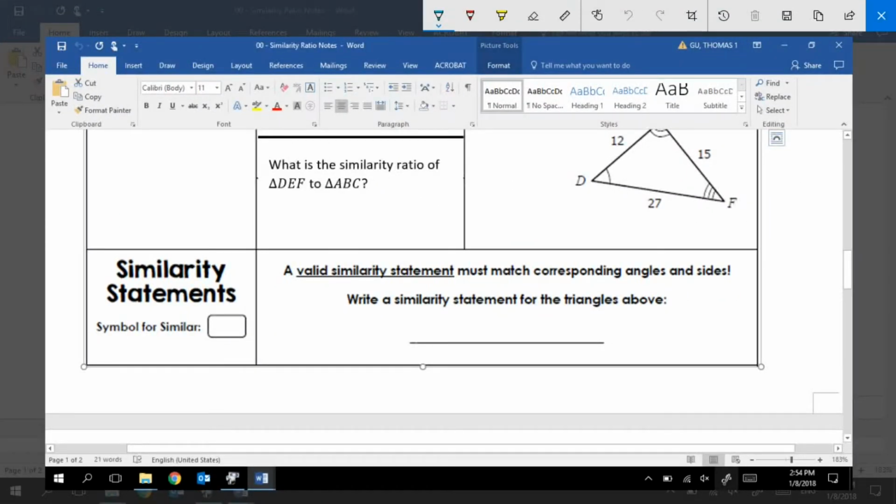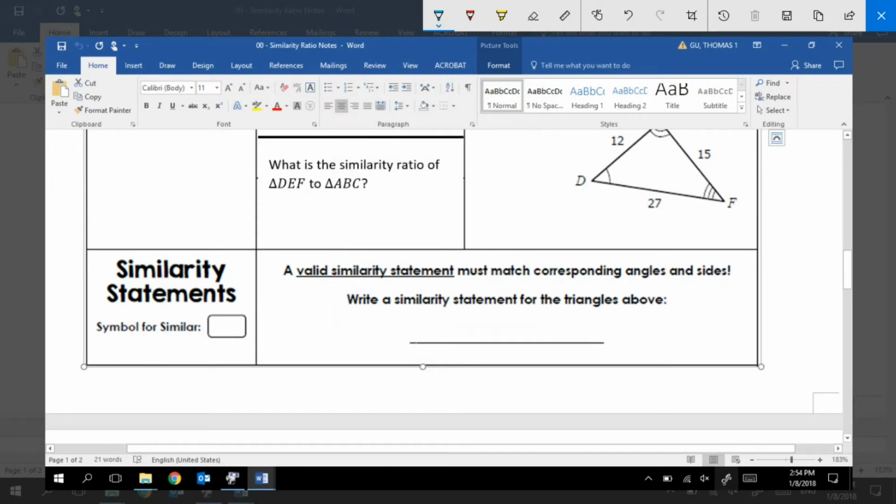Next up, we've got similarity statements. A valid similarity statement must match the corresponding angles and sides. Write a similarity statement for the triangles above. Remember, we had triangle ABC and triangle DEF. Before, we had congruent statements, like triangle ABC is congruent to triangle DEF. But these triangles are not congruent because the sizes are different. So this time we write a similarity statement, and it's almost the same, but not quite.